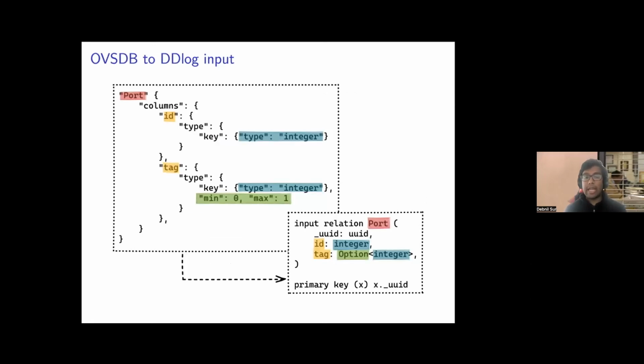Next, we generate the input relation from the OVSDB schema using OVSDB to ddlog. This existing tool was created by ddlog developers for its use in OVS. The left side of the slide has a small table schema, and the right side has the generated ddlog input relation. You can see that columns are directly mapped to fields in the input relation, and type information from the schema is directly converted accordingly. We also have an automatically generated UUID in the OVSDB database, which is part of the input relation and its primary key.